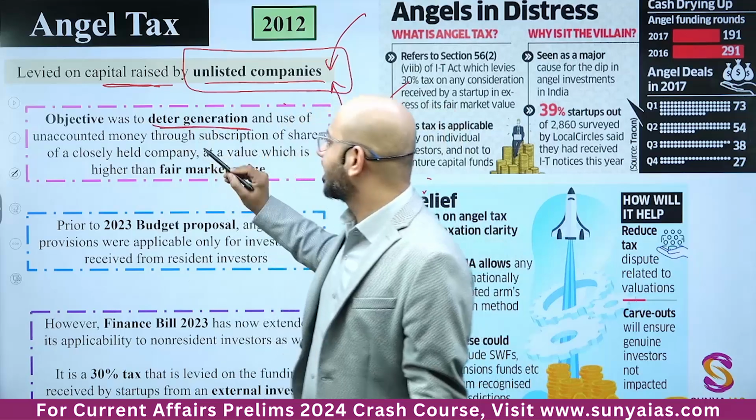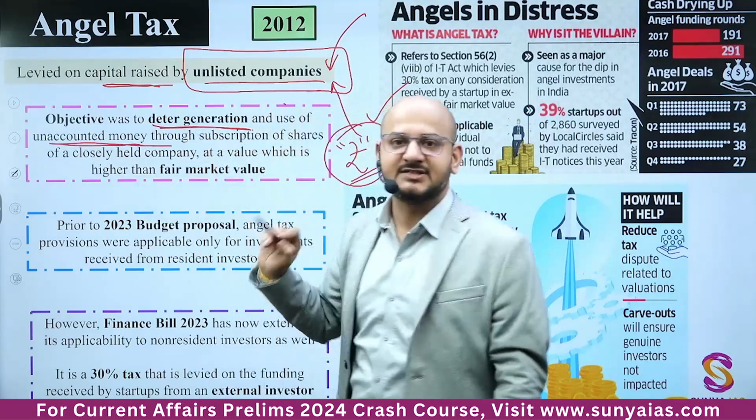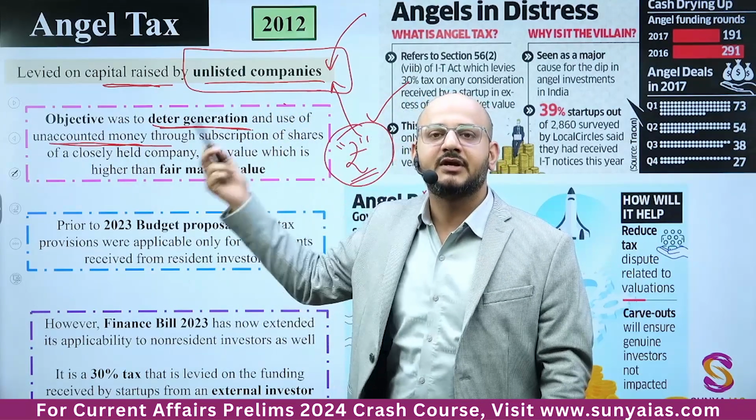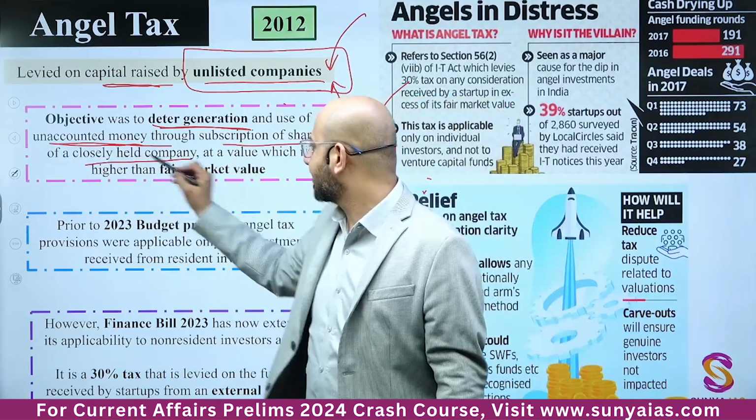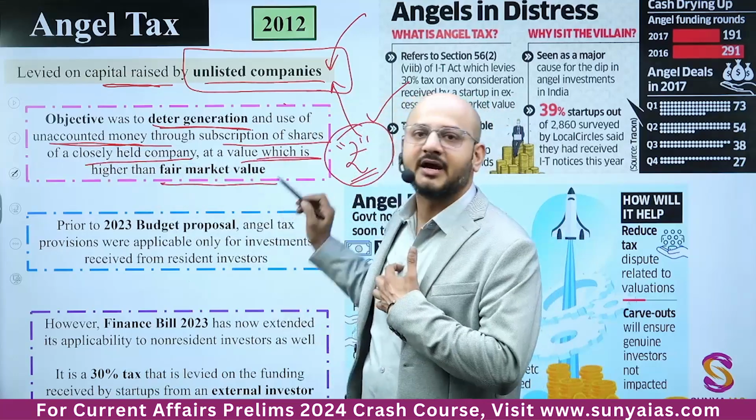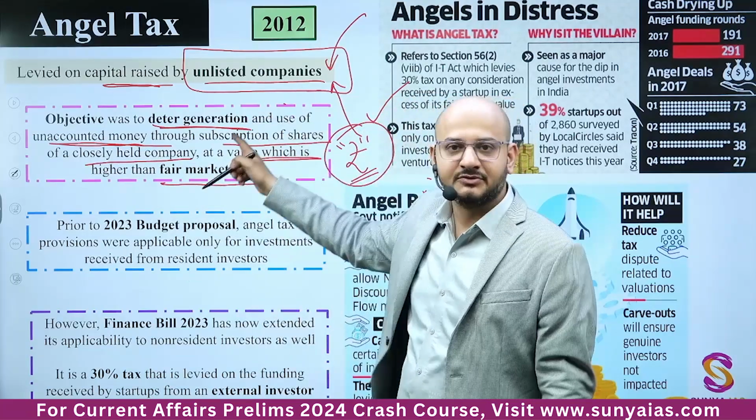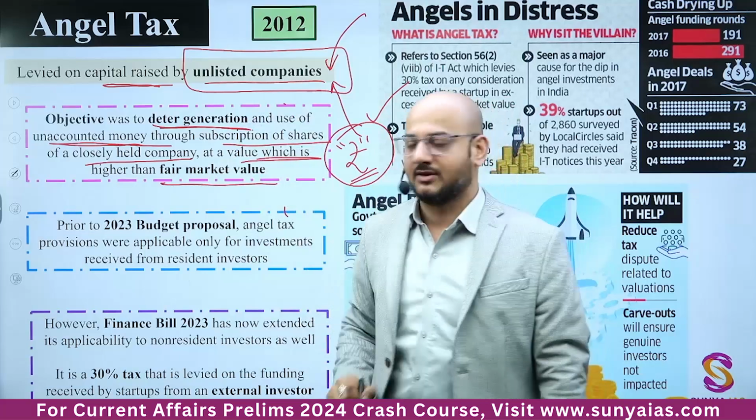Objective was to deter generation and use of unaccounted money, that is black money. Black money को लोग इक्विटी के फॉर्म में खरीद ले रहे थे through subscription of shares of a closely held company at a value which is higher than the fair market value. For that, angel tax was introduced. But why is it in the news right now?